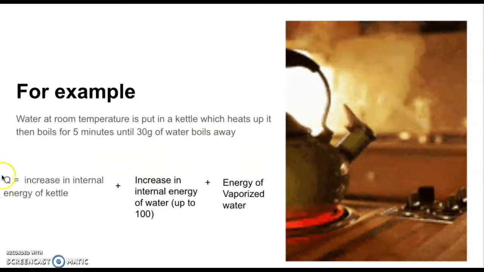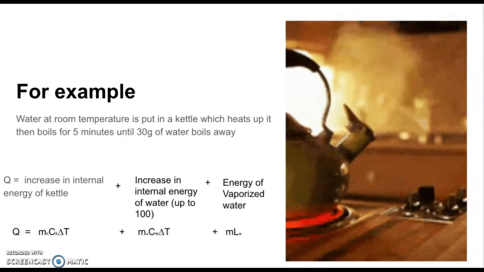Q, the heat energy in joules, would go to increase the internal energy of the kettle. The kettle itself will get hot, plus the increase in internal energy of the water. So you will heat up the water from 23 degrees up to 100, plus the energy of the vaporized water. So the energy of those 30 grams as it changes into a gas. So that's how we build our equation. And then we substitute in our actual variables.